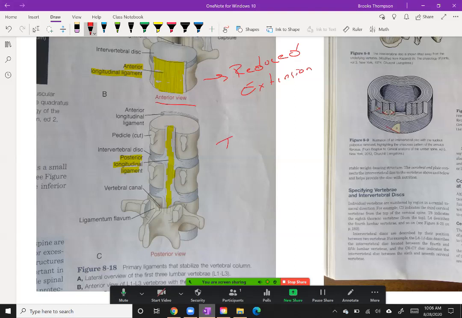So this will allow for increased flexion, but then again, more susceptible to posterior disc herniations.